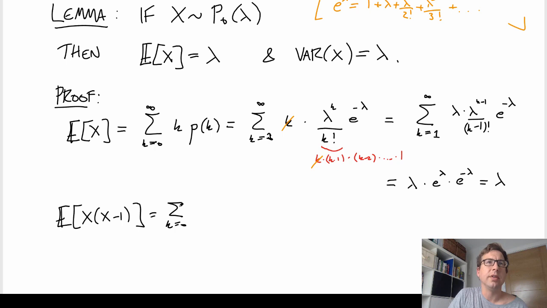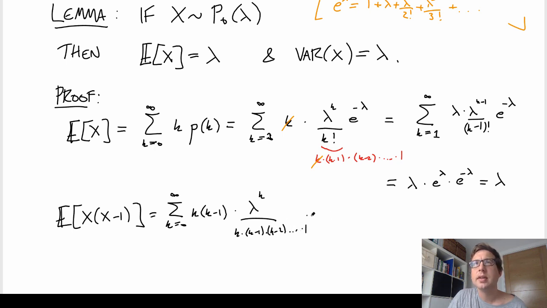I'll write it out. The sum from k equals 0 to infinity of k times k minus 1 times all these probabilities, which is equal to lambda to the k divided by k, k minus 1, k minus 2, all the way to 1, times e to the minus lambda. And again, I can just cancel out 2 terms. So I cancel this out with this, and this. And you can notice I can do this sum not from k equals 0, but from k equals 2 here, because the first 2 terms for k equals 0 and k equals 1 are going to give me a 0. So then I'm going to be left with the same calculation, with lambda squared e to the lambda times e to the minus lambda, which is going to give me lambda squared.